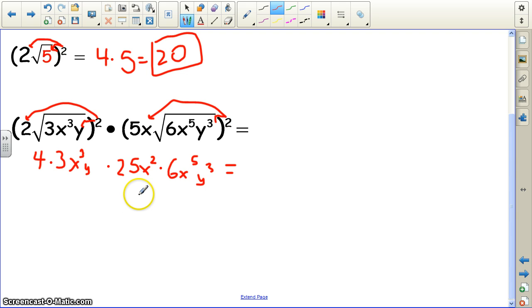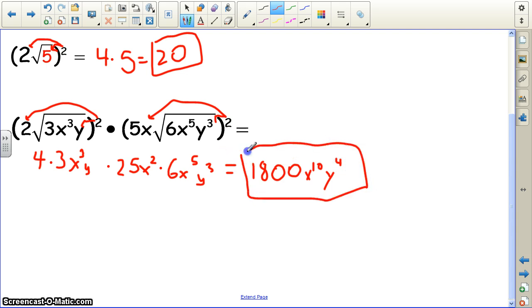Actually, you know what? Let's multiply it a little bit easier here. I can do 4 times 25. That's 100. 100 times 3 is 300. 300 times 6 is 1800. And then now let's look at our x. I've got x to the 3rd times x squared, so it's x to the 5th, times x to the 5th, so x to the 10th. And then finally my y's, I've got a y times y to the 3rd, which is y to the 4th. And there you go. That's your final answer.